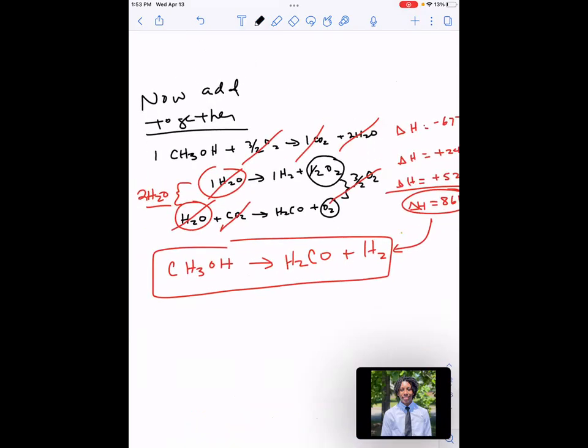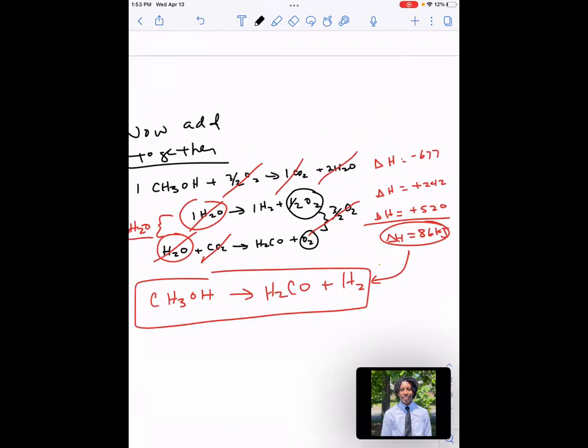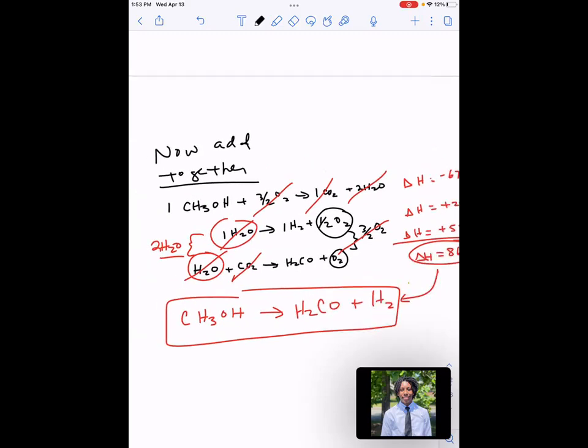All right, so you had 1 CH3OH plus 3/2 oxygen going to 1 CO2 and 2 waters, and then 1 water going to 1 H2 plus 1/2 O2, and then water plus CO2 going to formaldehyde plus O2. And so now what you see is you can cancel out stuff that's alike, right? So you have the O2s on the right side, 1/2 plus 1 is 3/2. So we're going to cancel out the 3/2 oxygens. Then we got 2 waters on the left side and 2 on the right side, so we can cancel those out. We got 1 CO2 on the left, 1 on the right, so we can cancel those out. And we're left with this equation.